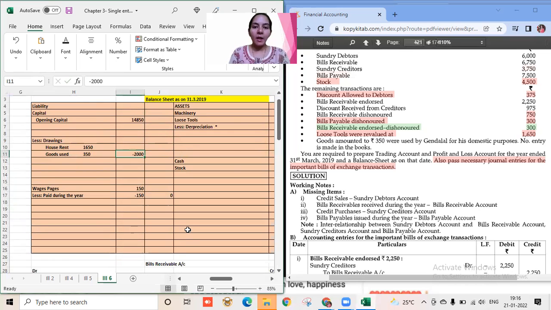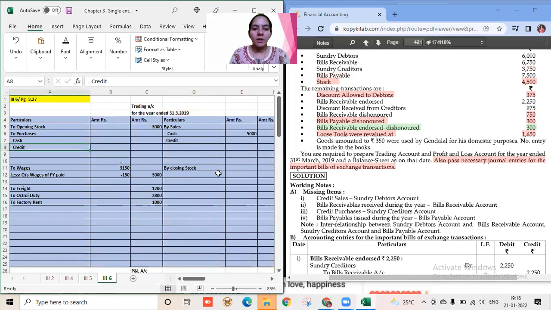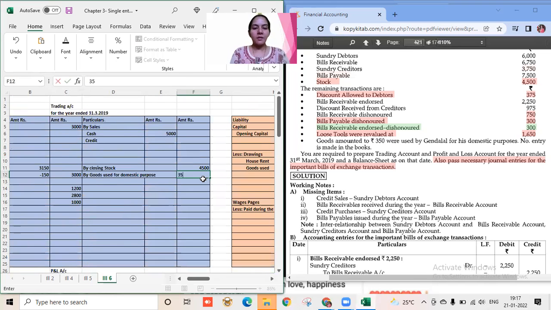What is the second impact if goods are going out for the personal use? What is the second impact? Put it up on goods now. Trading account, credit side. So come to the trading account credit side. By goods used for domestic purpose, outer column 350. We have to credit this.